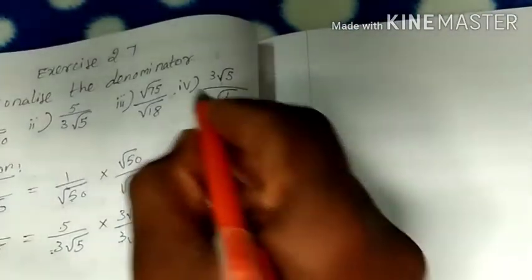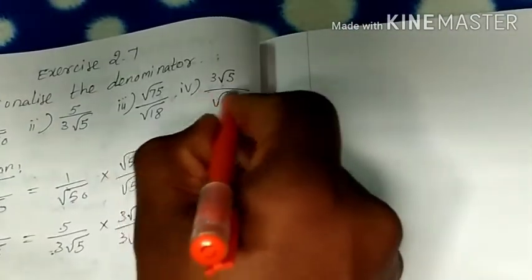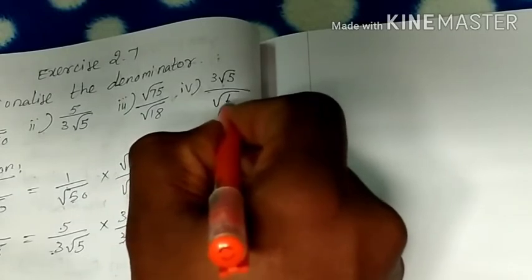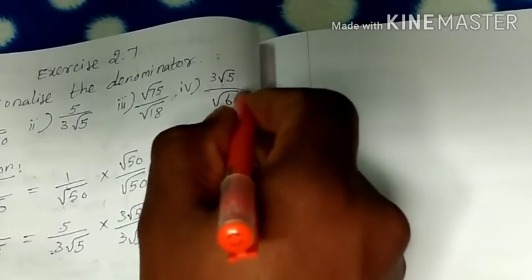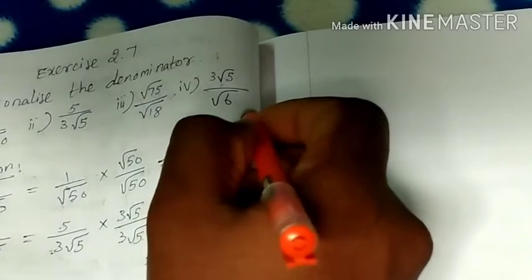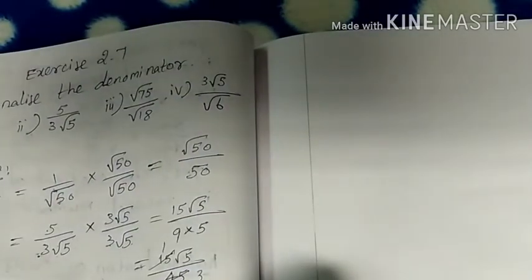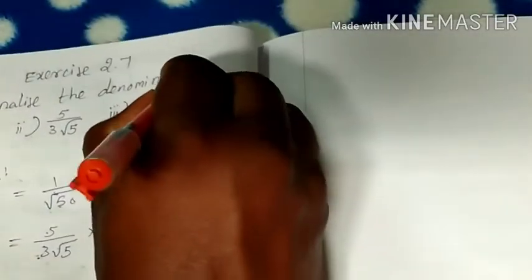Okay. Next, the fourth question is your homework. The fourth question is 3 into root 5 divided by root 6. The denominator is root 6, so rationalizing the denominator, multiply and divide by root 6. Then we get the answer. This is your homework.